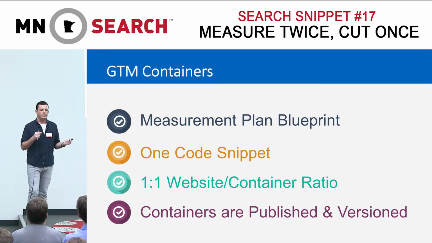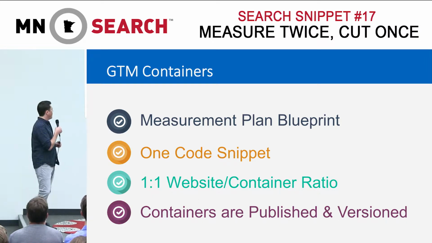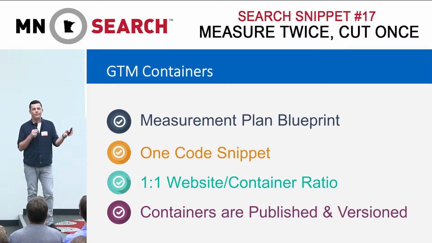A few more things about containers. It's like a blueprint. If you're trying to explain or understand what it is, because it's kind of an abstract concept, it's a blueprint. It's an instruction manual for your marketing plan. There's one code snippet per container. It's usually a 1-to-1 website container ratio. Typically, I'd say 94% of the time, it's going to be in alignment with your GA property.